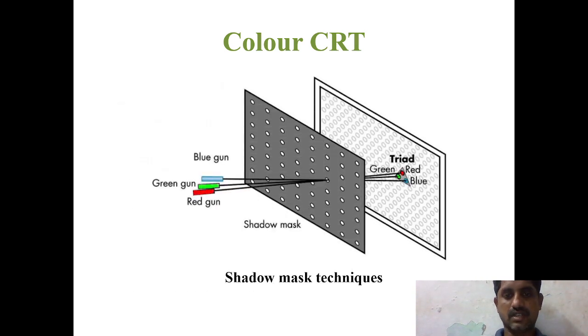See, this is the color CRT shadow mask technique. These are the blue, green, and red guns. They form the shadow mask, then produce each and every pixel, assigning the three colors. Then it displays the image on the screen. So these are the color CRT monitors.